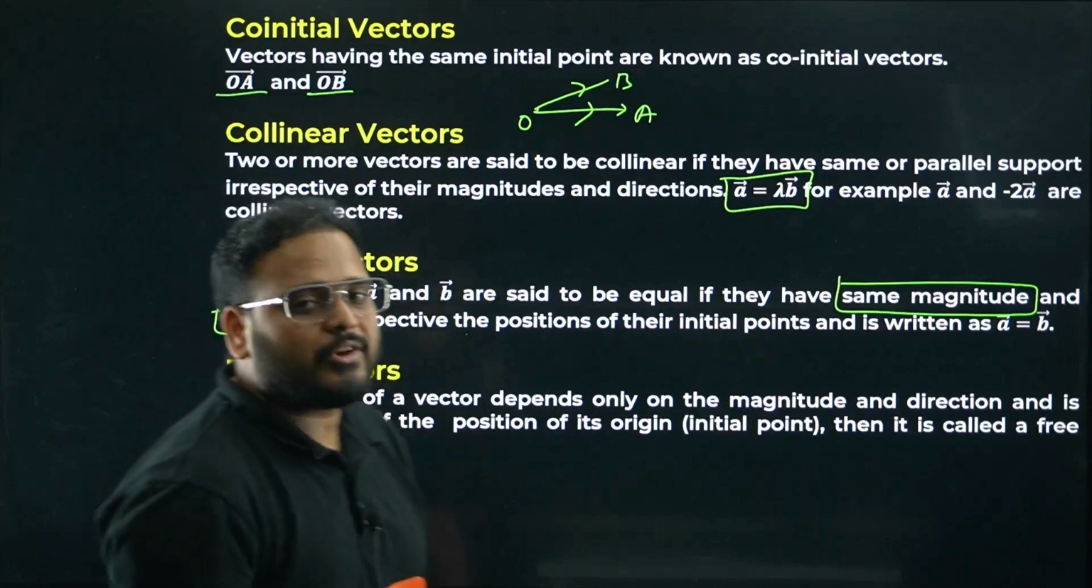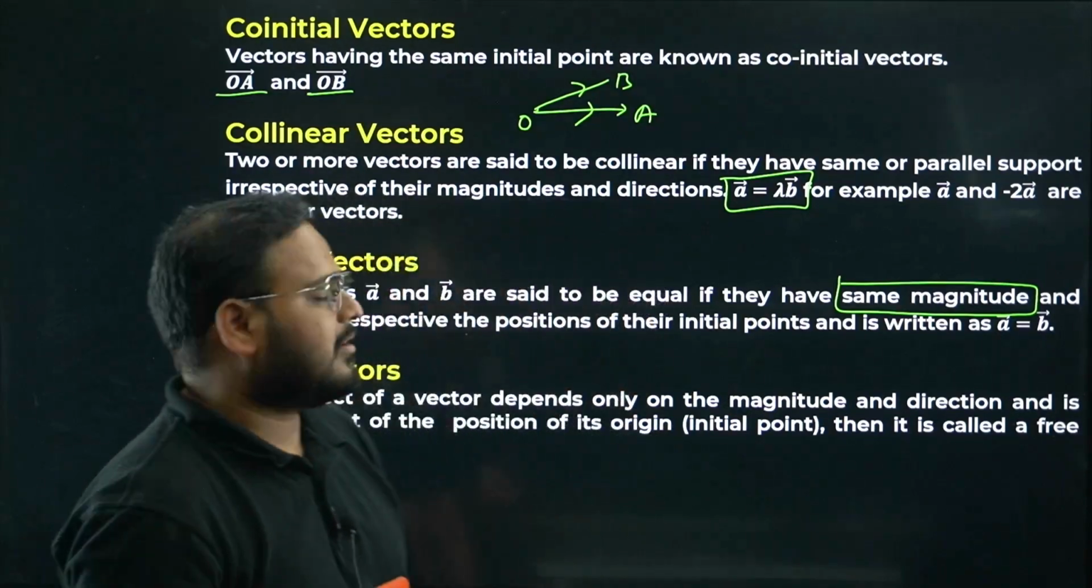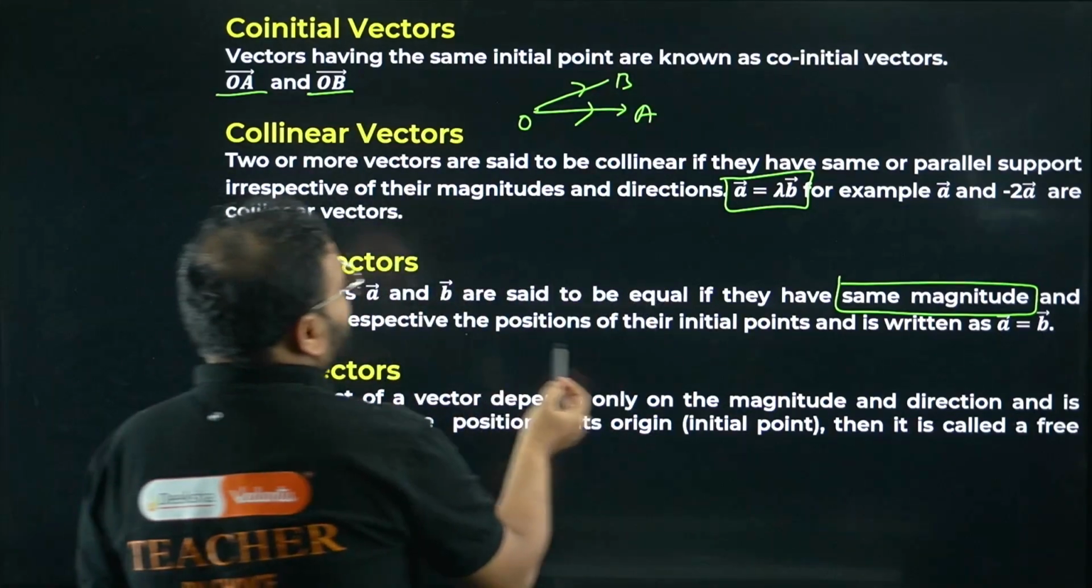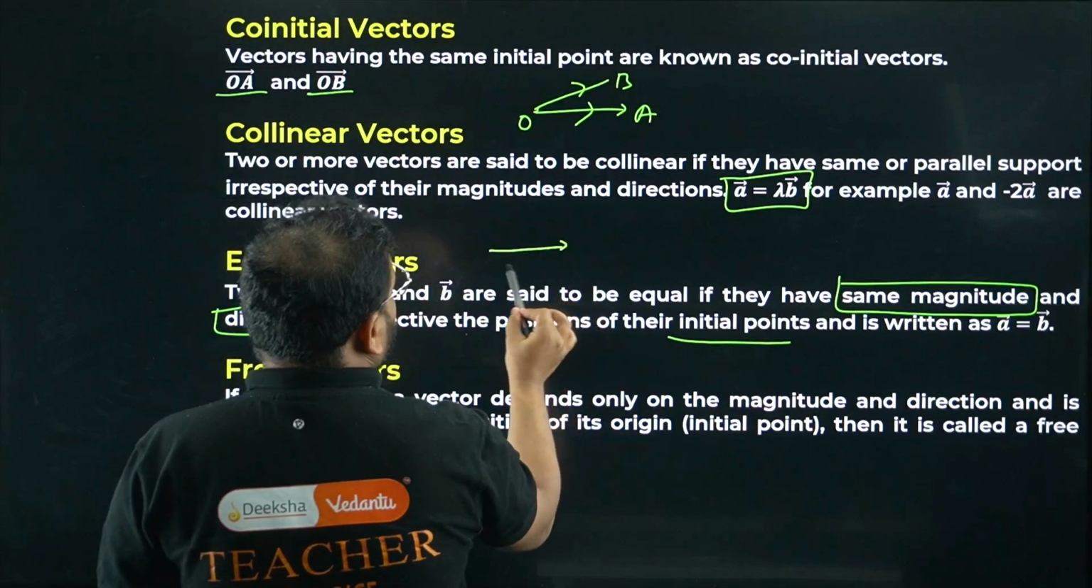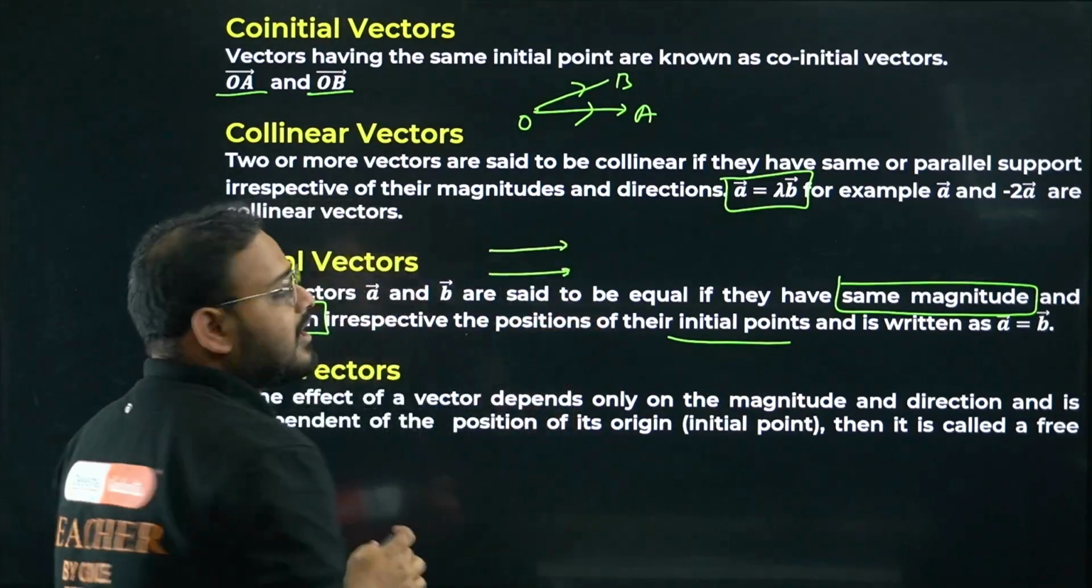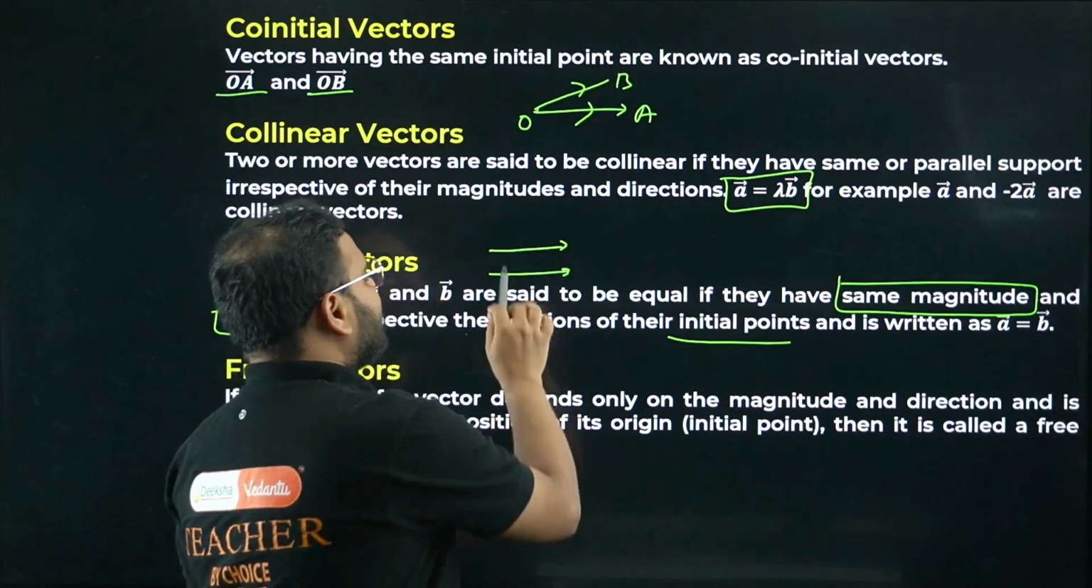Only then can you say any two given vectors are equal. It doesn't matter what their initial point is. I can draw a vector like this and like this. Understand this? I have one more thing I want to say. We know this already.